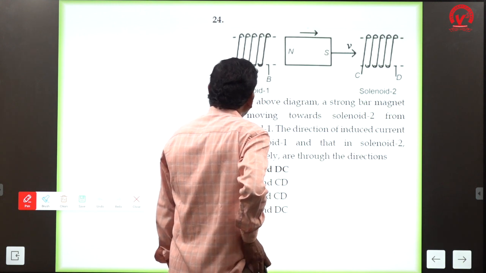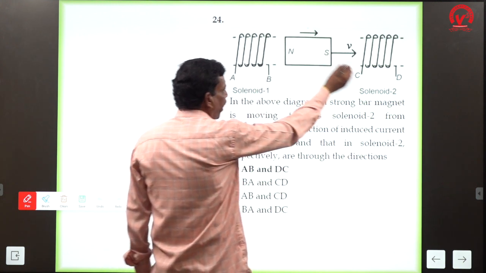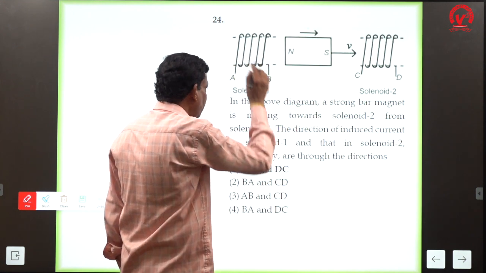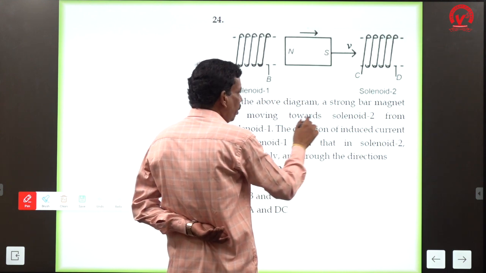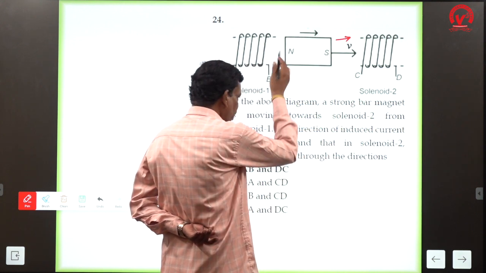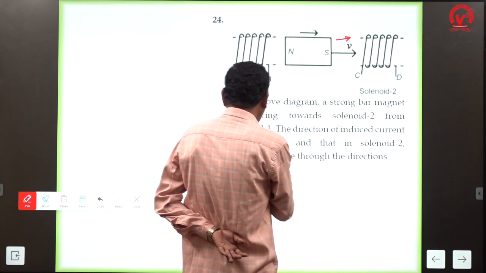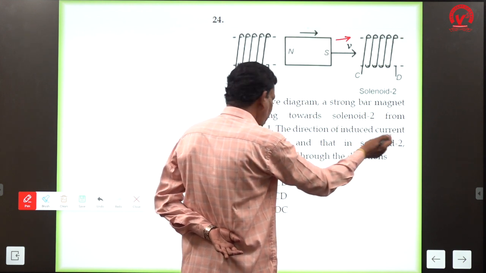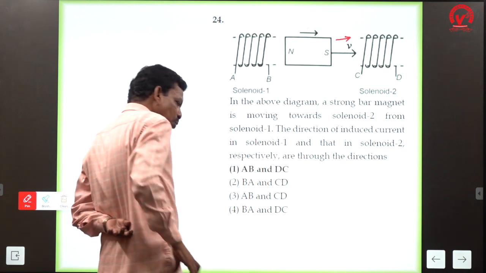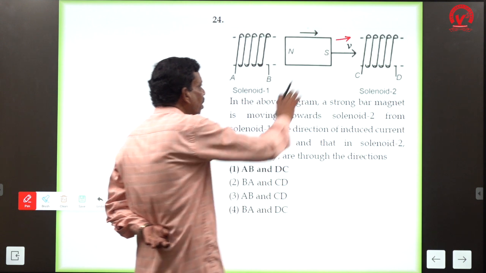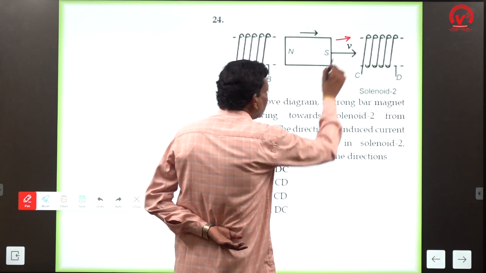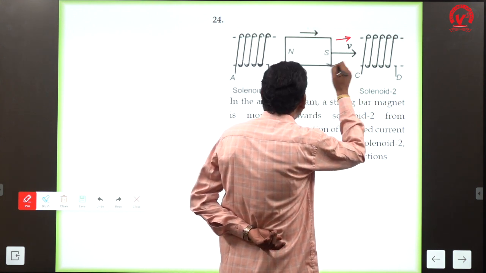So they have given two solenoids, solenoid 1, solenoid 2, and one magnet is placed between them. A strong bar magnet is moving towards solenoid 2, in this direction. The direction of the induced current in solenoid 1 and that in solenoid 2 respectively are asked. We need the direction. See, it is moving this side, which means the same pole is created here.